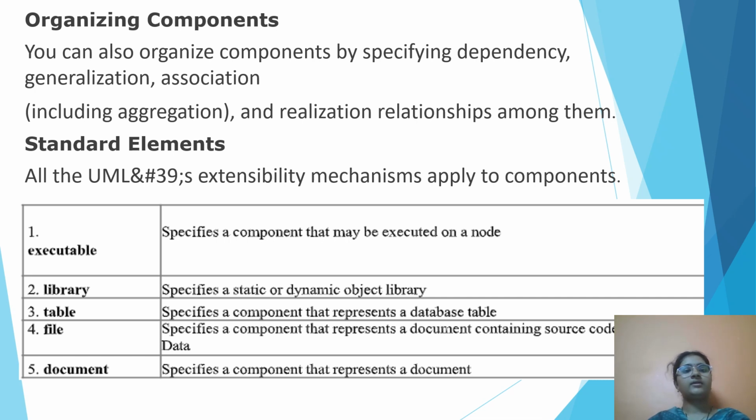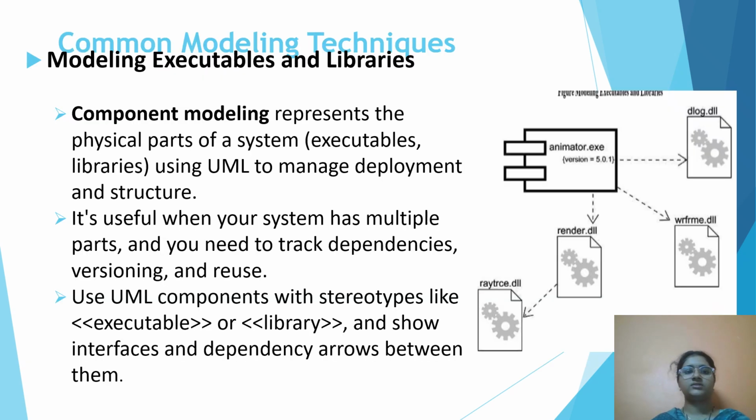Organizing components. You can also organize components by specifying dependencies, generalization, and association. In UML, there are also standard stereotypes used for components: executable, library, table, file, and document. It helps standardize how components are represented across large systems.